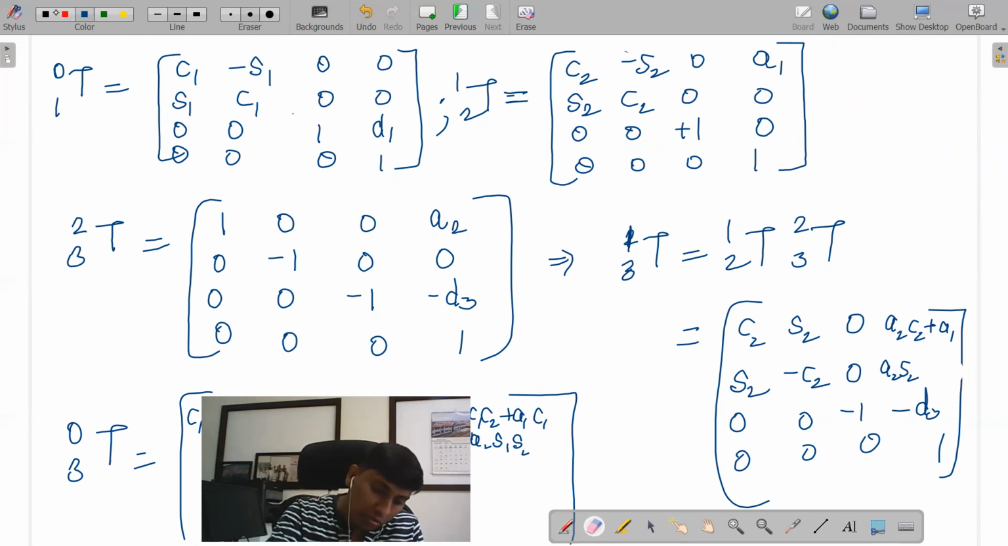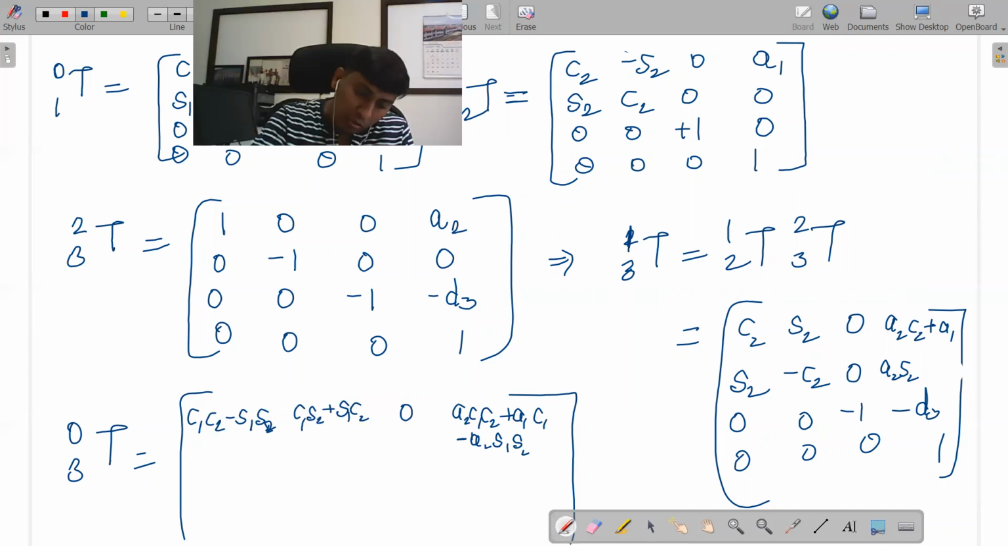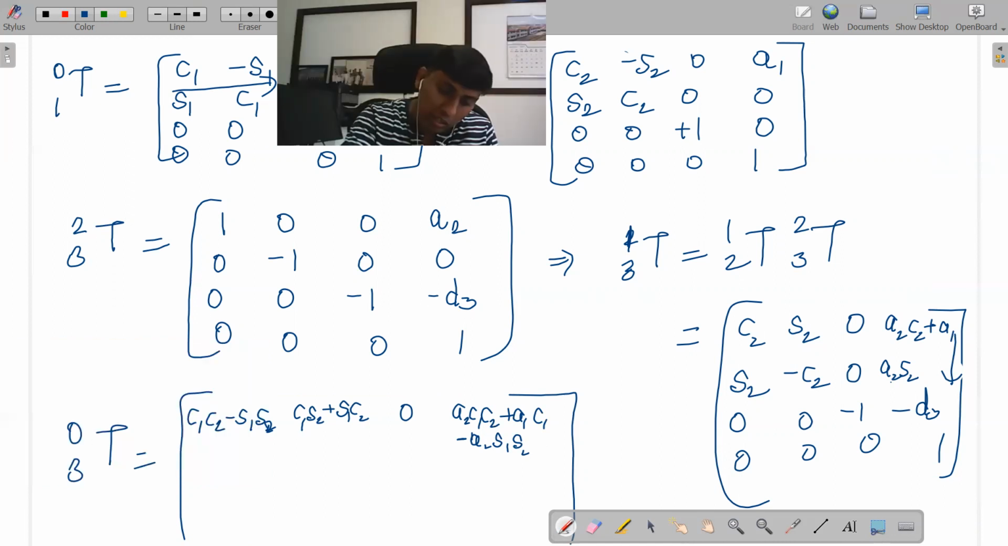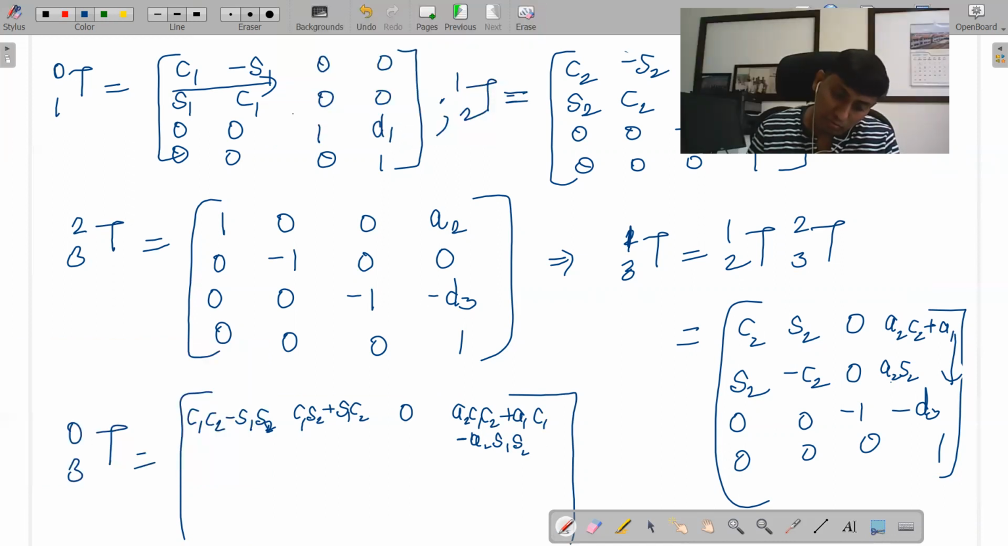Okay. So now in that case, you take this row and this column. So what happened? A2, C2 plus A1 whole multiplied with C1. That is what we did. And this would be A2, S2, S1, right? Then the same way you go ahead with second row, first column. So that would give S1, C2 plus C1, S2. And this actually becomes S1, S2 minus C1, C2 and becomes 0.